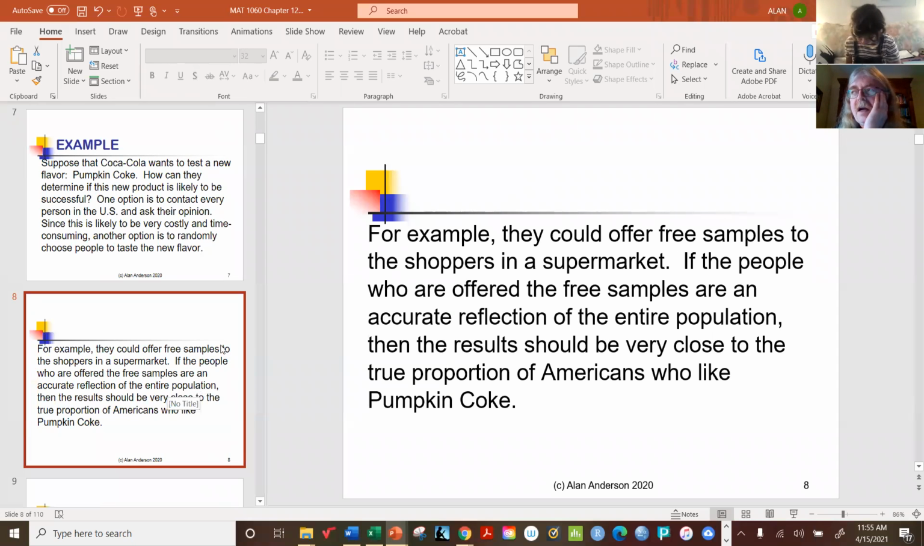Now, of course, there are companies who specialize in doing this kind of thing. They get a hold of people and ask their opinions. They know how to choose these samples in a very accurate way. So Coca-Cola most likely would hire one of these marketing companies to do this, but they could just go ahead and set up stands in supermarkets and offer the free product to people who are walking by.